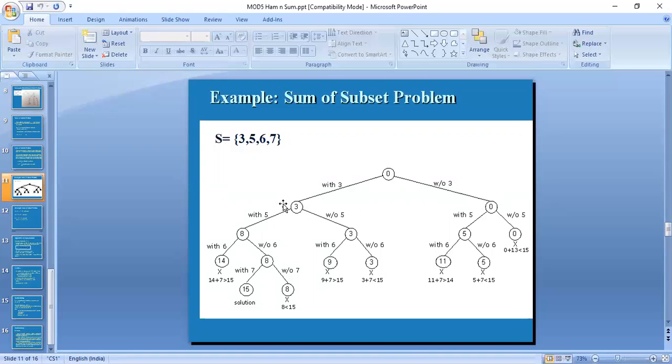And each time you take the node value, the parent node value has to be updated by considering whether it is a left or a right child. If it is a left child, add the value to the root node or the previous node. But if it is a right child, the same value is retained. Why? Because it is not including the item. So at any point, when the value is either greater than or less than m, you will not be able to get a solution.